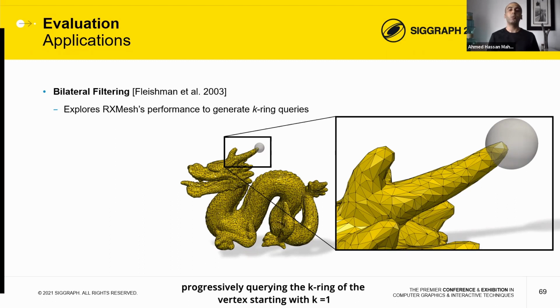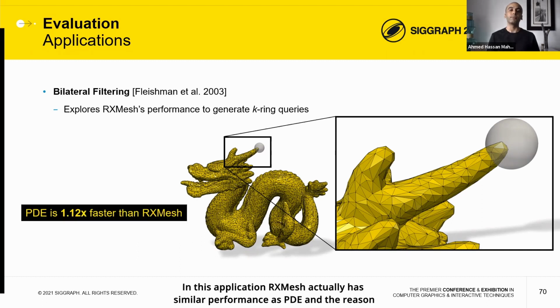This happens by progressively querying the k-ring of the vertex, starting with k equal 1. At each step, we check if any of these k-ring vertices fall inside the ball. If none fall inside the ball, then this indicates that we have already collected all the vertices that fall inside the ball. In this application, RXMesh actually has a similar performance as BDE. And the reason for this is that using RXMesh, we have to read additional batches that go beyond the one ring, which increases the total global memory transactions. We have planned to improve the computation further by efficient scheduling of the computation.